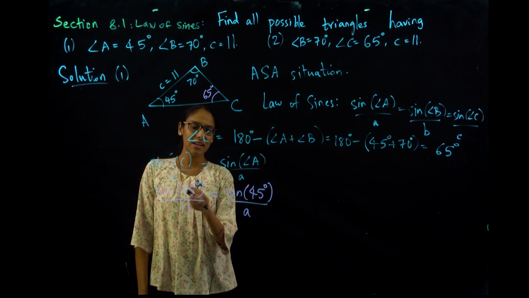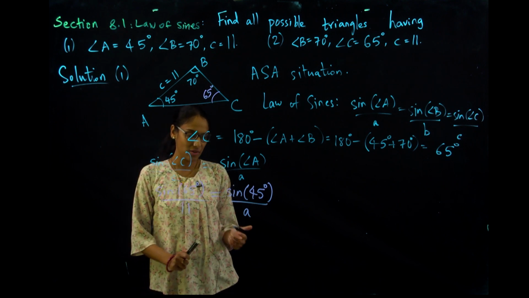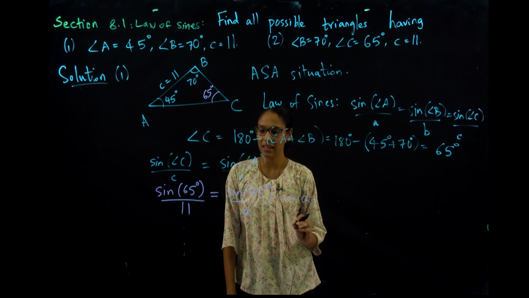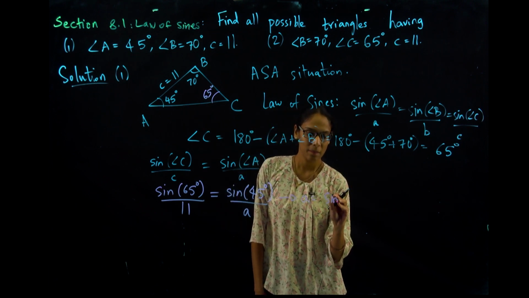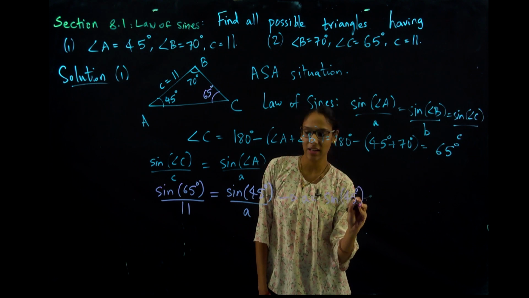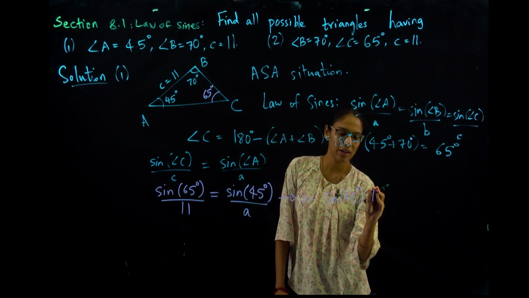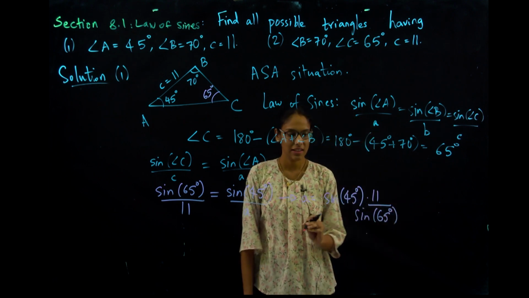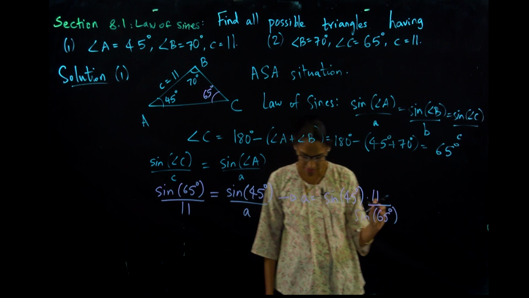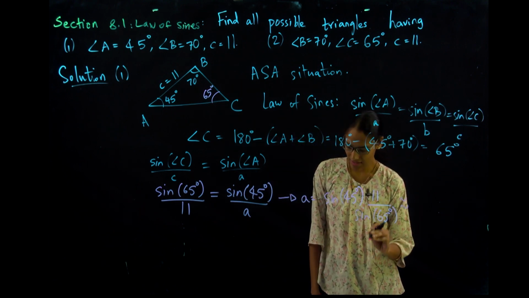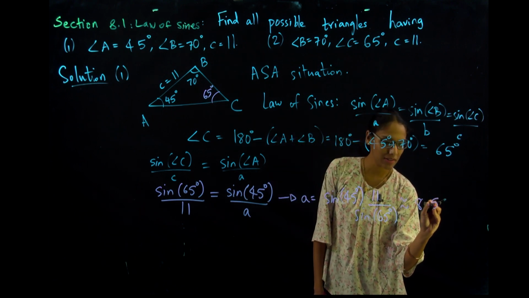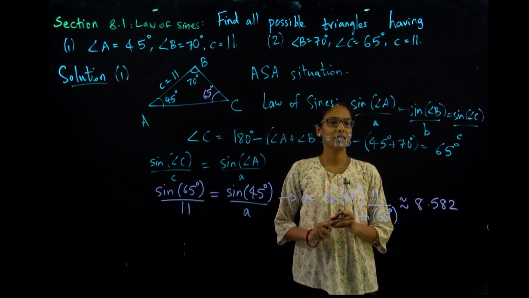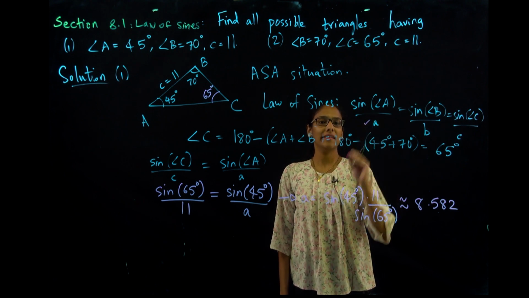Now finally, rearrange and solve for your little a. So from here, we would end up getting that our little a is going to be sine 45 degrees multiplied with 11 by sine 65 degrees. Now going into the calculator, this approximates as 8.582. So we have figured out side A.